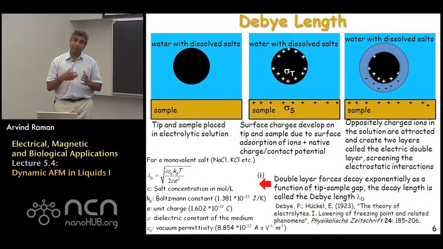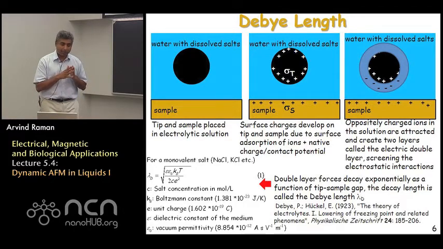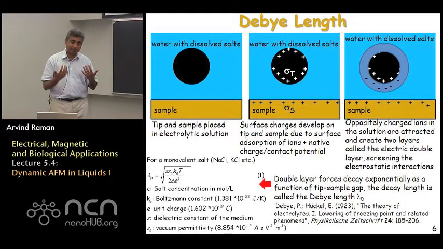Now, one of the first things that happens when you take a tip and put it into such a saline media, and put a sample into such a saline media, is that charge starts accumulating on these surfaces. The reasons for this are actually pretty complicated. One of the main reasons why charge develops on these surfaces is that there is an adsorption of ions at the surface. There's a differential adsorption. For example, depending on the chemistry of the surface, it might adsorb only positive ions or only negative ions, depending on the interaction with the surrounding media. So that's one important reason.